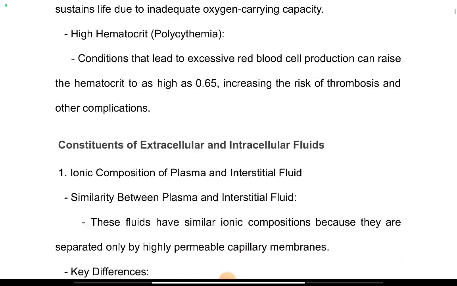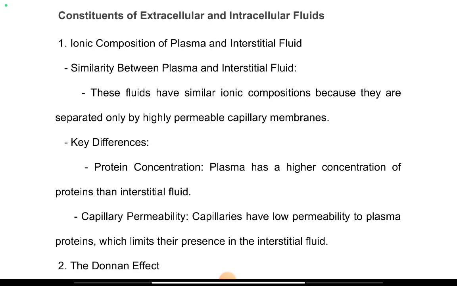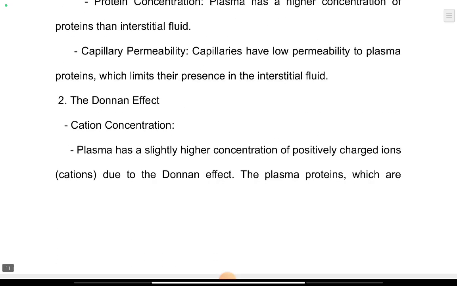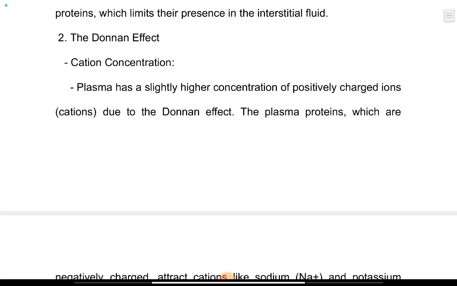Okay. Now let's move on to the constituents of the extracellular and intracellular fluid in terms of the ions, the cations and the anions. I've given an overview earlier, and I said the cations are actually more in the plasma because of the negatively charged proteins found in the plasma, which attract the cations. That is the Donnan effect. As you can see, plasma has a slightly higher concentration of positively charged ions due to the Donnan effect. I've explained that earlier.